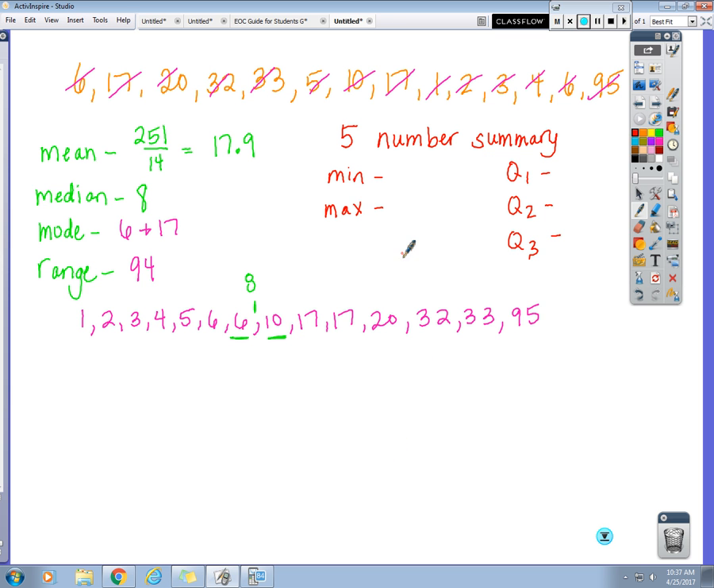Well, we kind of already know the min and max. We already talked about it to find the range. What's the minimum number? 1. What's the maximum number? Okay, sometimes the minimum is also called the lower extreme, and the maximum would be called the upper extreme. What else could we call that 95 in this list of data?